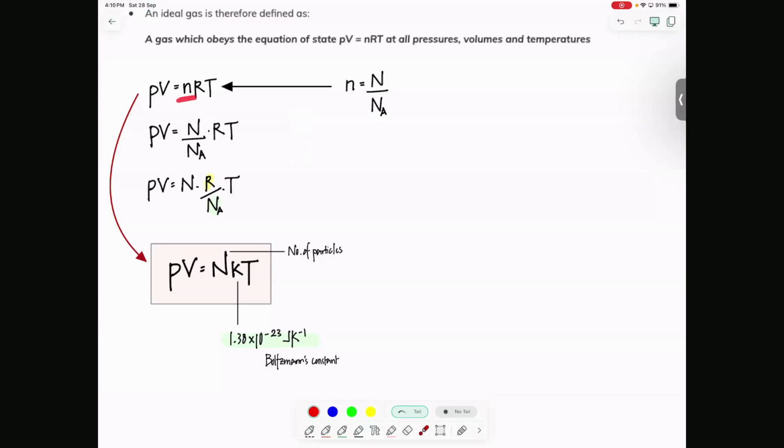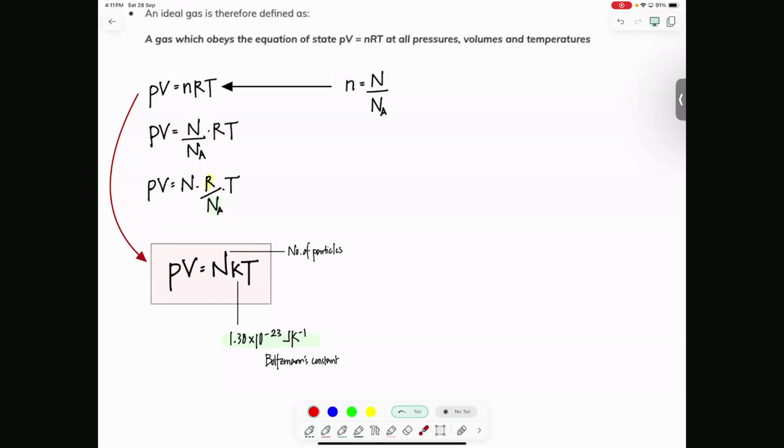This is in terms of moles. This is in terms of number of particles. So how do we get this conversion? We know that 1 mole is the number of particles divided by Avogadro's constant. So what we do is we take that and place it here.